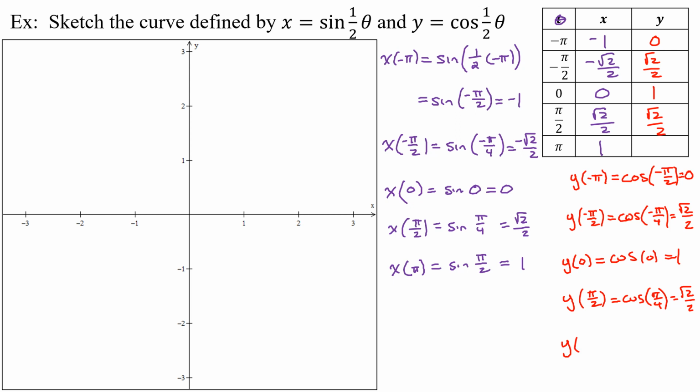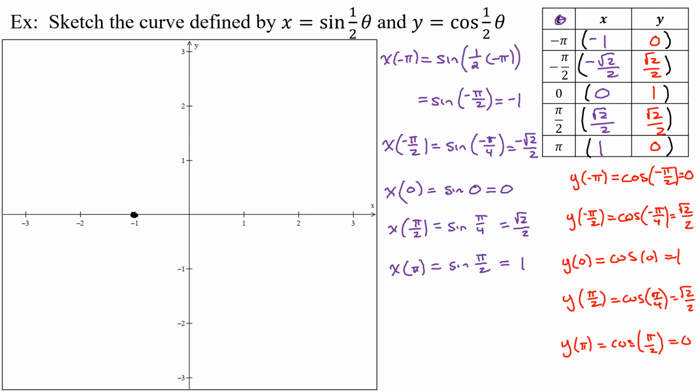Or if you plugged in pi, you would be at cosine pi over 2, which again is 0. So my points are negative 1, 0, these things with the root 2 over 2's, 0, 1, some more root 2 over 2's, and 1, 0. So my points would plot starting at negative 1, 0.